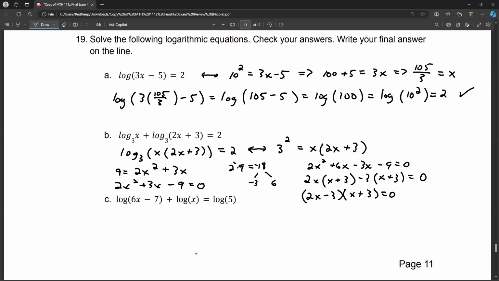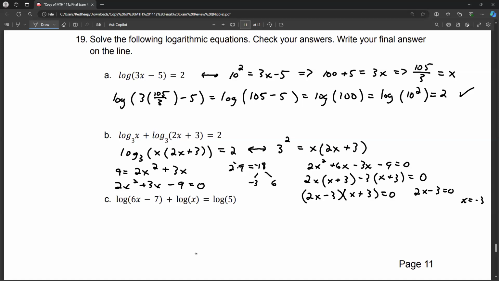And then solving this, we'll see that this implies, because of the zero product rule, that 2x minus 3 is equal to 0, or x plus 3 is equal to 0. So one thing to observe about this: if I say x plus 3 is equal to 0, that means that x is equal to negative 3.